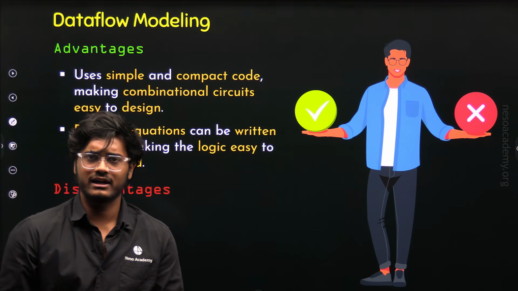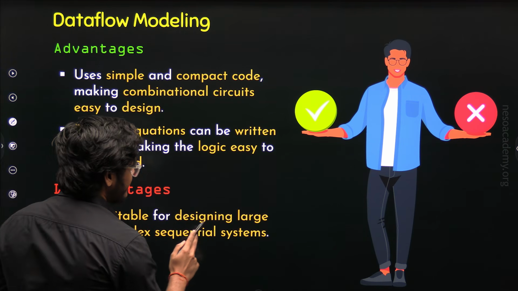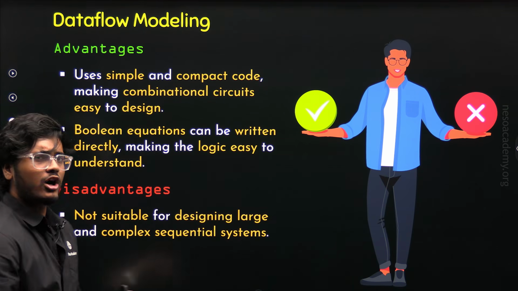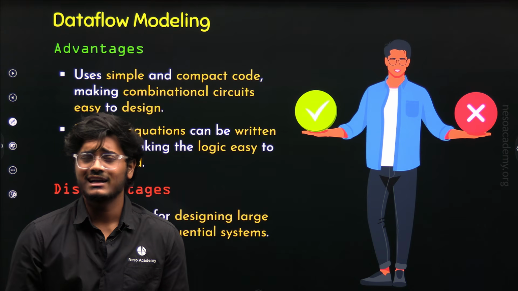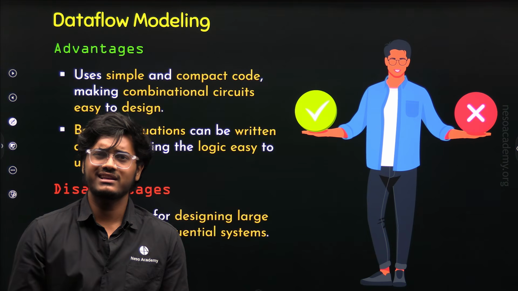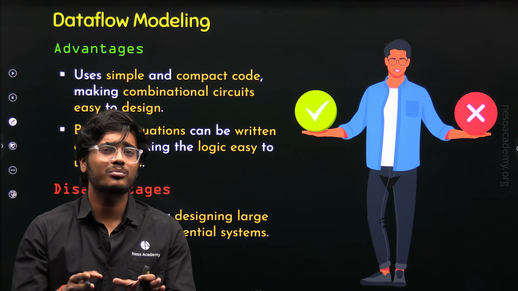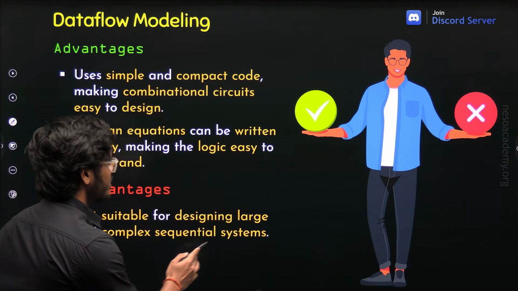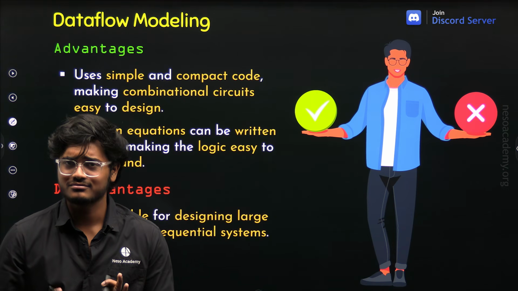Now, let's see a disadvantage of it. Data flow modeling is not suitable for designing large and complex sequential systems. Now, in complex sequential systems, we may have thousands or even millions of logic gates. Now, deriving Boolean expressions for such circuit is extremely time consuming. Instead, we can use other modeling styles that can easily describe the behavior of such complex circuits. So, data flow modeling is not suitable for designing complex sequential systems. So, this is the disadvantage of data flow modeling.